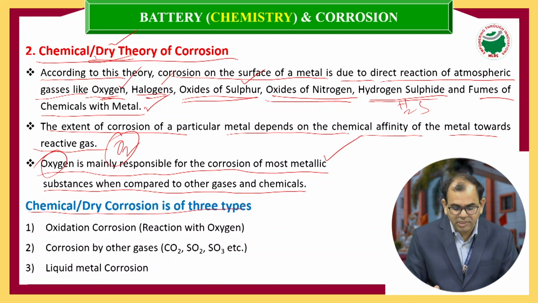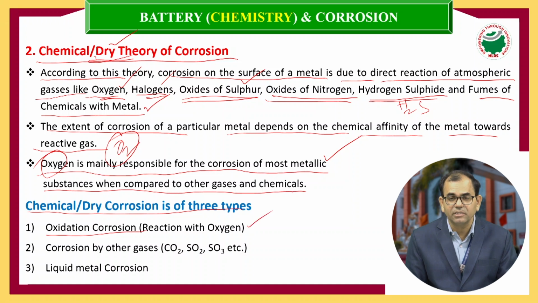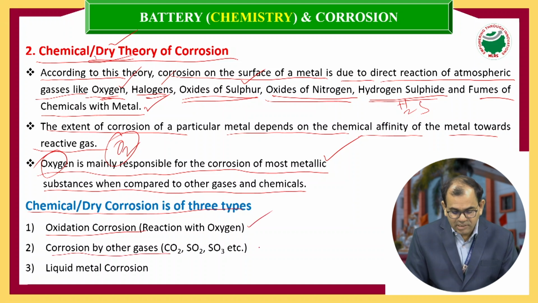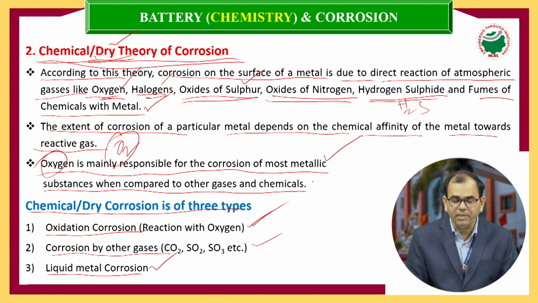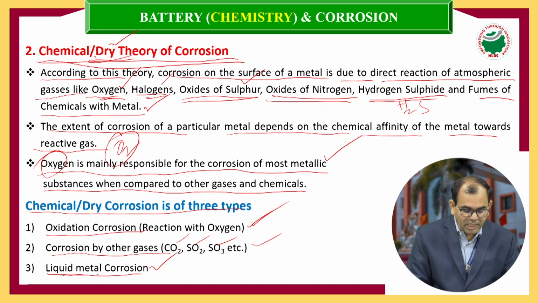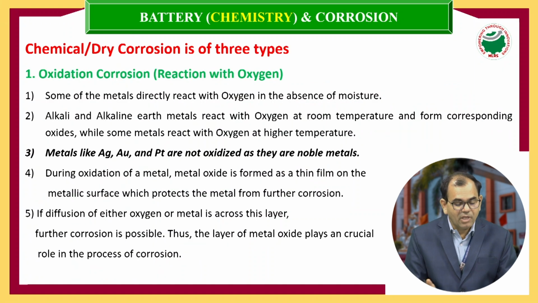This dry corrosion is again of three types. Oxidation corrosion, that is nothing but reaction with oxygen. Corrosion by other gases like carbon dioxide, sulfur dioxide, sulfur trioxide. And liquid metal corrosion. So dry corrosion is of three types. What are those? Oxidation corrosion by reaction with oxygen, corrosion with other gases like carbon dioxide and sulfur trioxide, and corrosion by liquid metal. Let us see in detail about this.